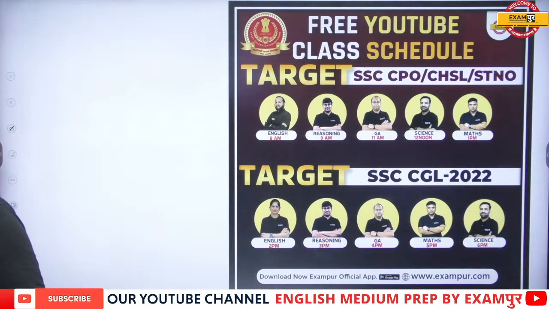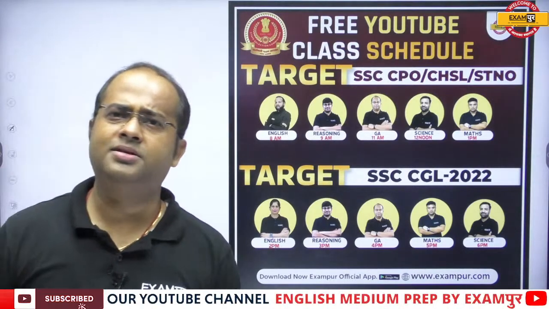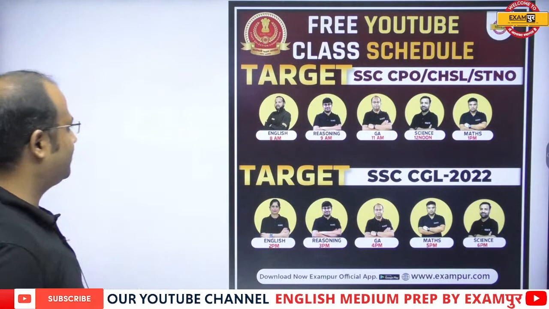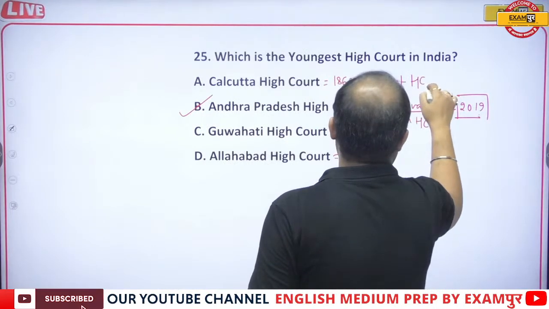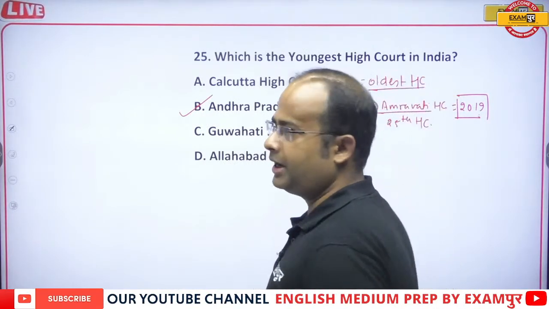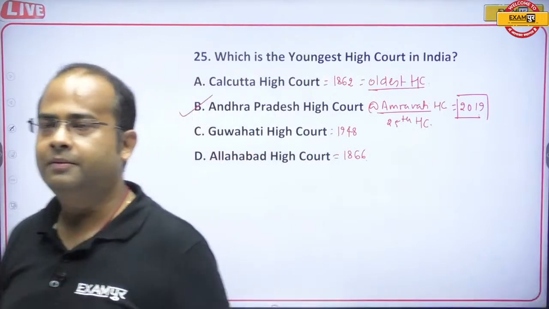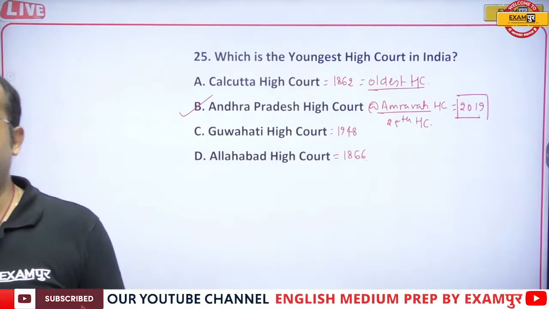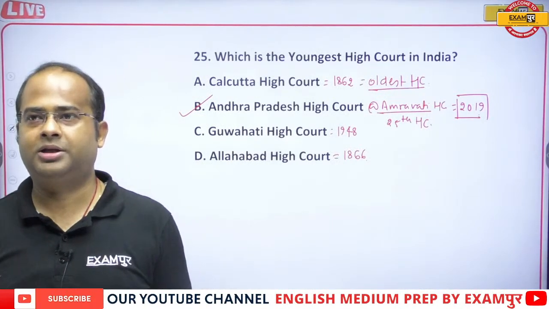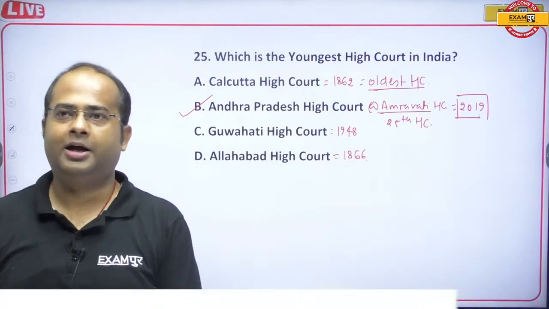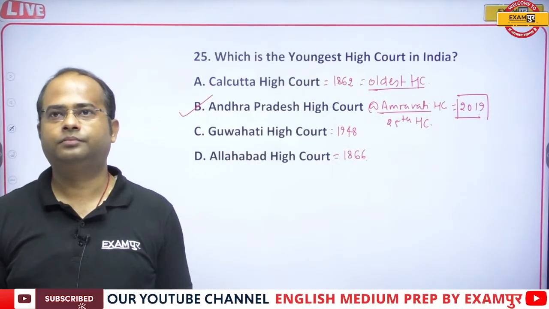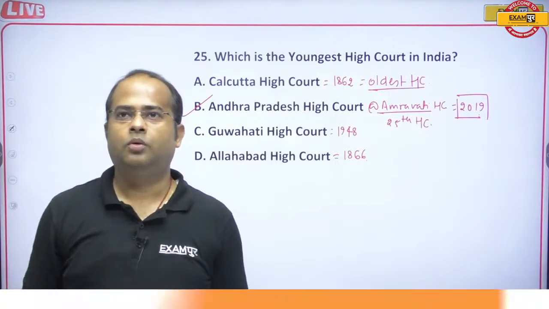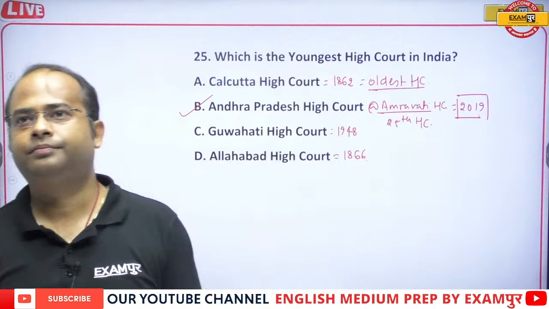I hope, guys, that the oldest high court is the Calcutta High Court. Calcutta High Court was established on 1st July 1862. Oldest is the Calcutta High Court. Let me write. Oldest High Court is the Calcutta High Court and youngest High Court is Amravati. Definitely, Prashant, whenever we start, I will inform you in advance about the same.